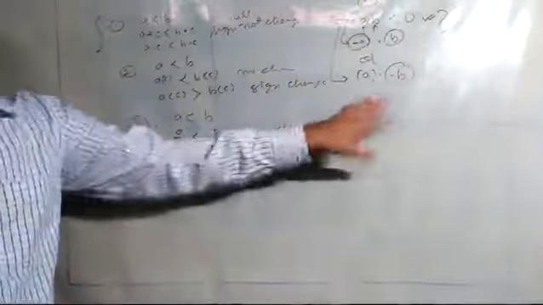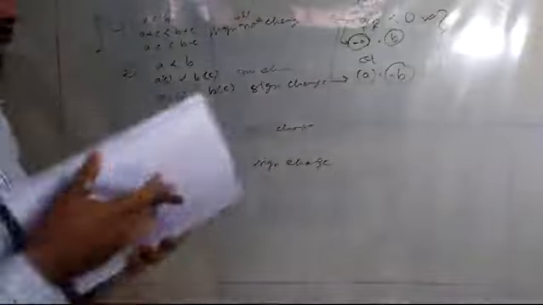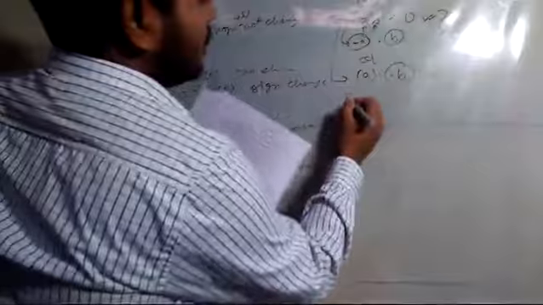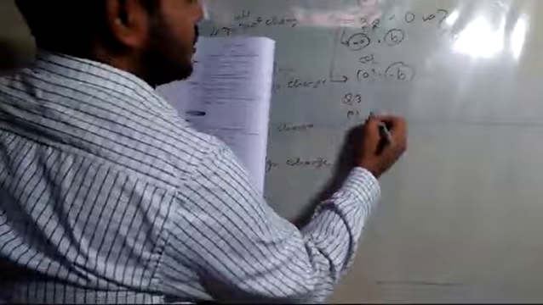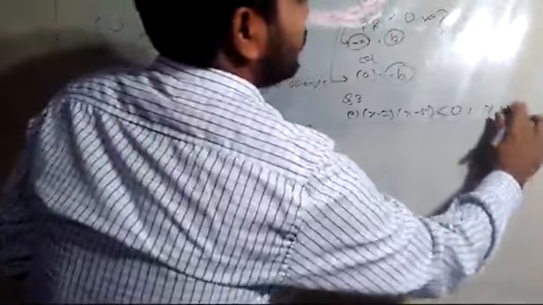Now I will explain this with the help of one of the questions given in our exercise, exercise 1A. Question number 3 subpart A. Here I have x minus 2 into x minus 5 less than 0, and x belongs to the natural numbers. We have to find the value of x.